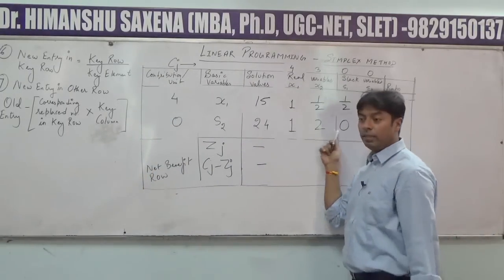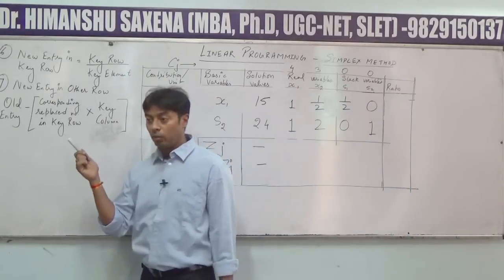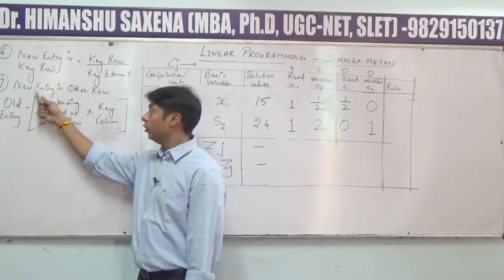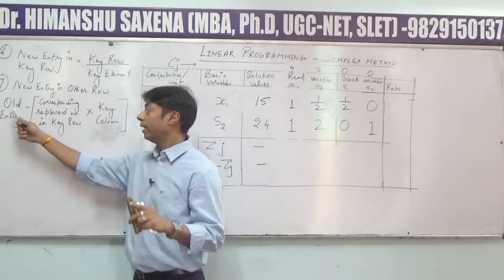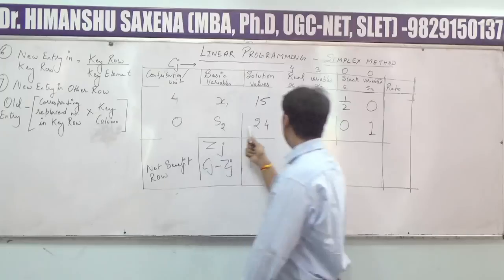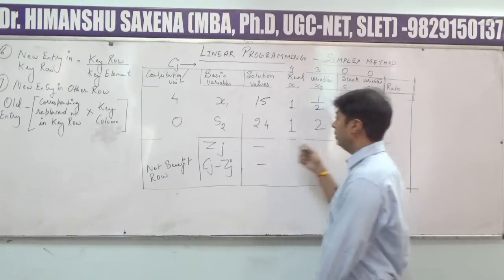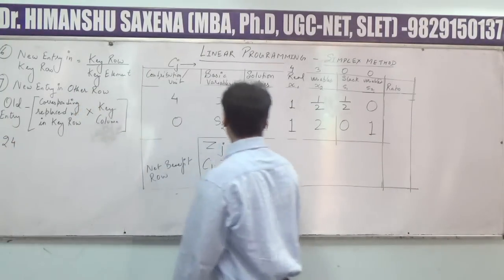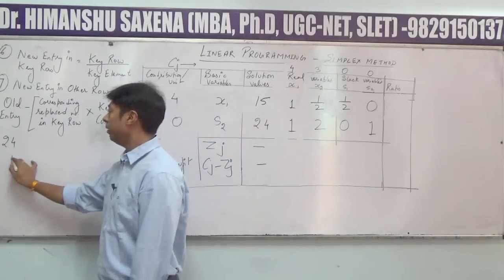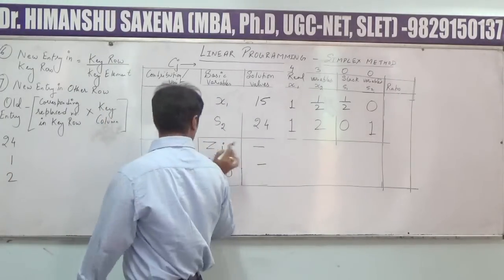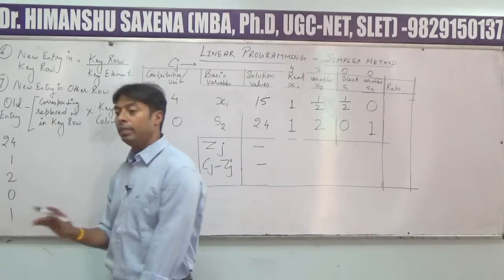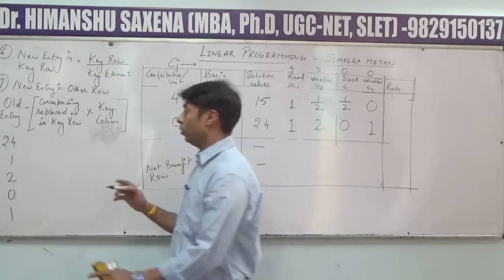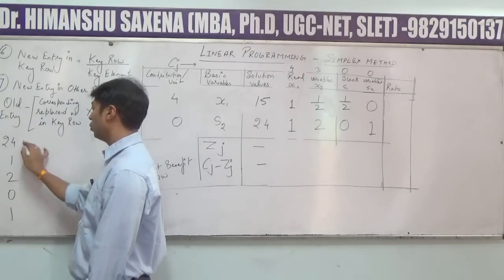Now please see. We are going to change the row which is other than key row. And for that we will have to apply this concept number 7. New entry in other row. Now that is old entry. Now all these old entries will be written. How will they be written? Please see. All these values 24, then 1, 2, 0 and 1. These are all the old entries of the row which was not a key row. So we have kept all these values over here.